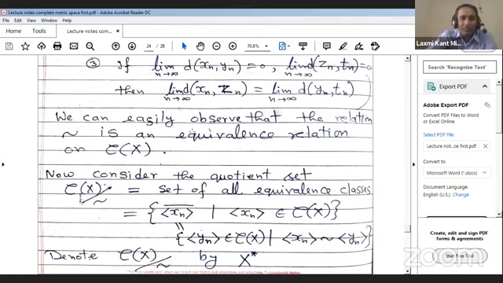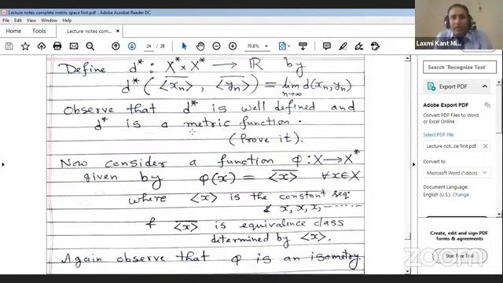So now we are defining a distance function on X star, which is given by the limit as n tends to infinity of the distance between xn and yn. And we have to check that this distance, this d star, is well defined, and also that it is a metric function. Okay, so I'm not going into detail, but you can check it.